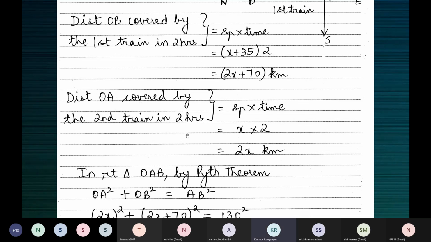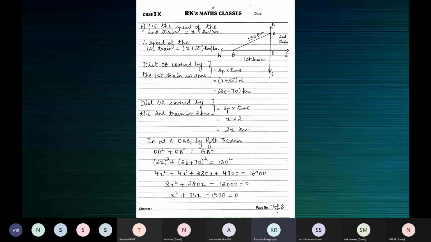Yeah, children. So you can see we found the distance OB and distance OA. And then we used Pythagoras theorem to construct the equation, solve the equation and find the value of x and hence the speeds of the two trains. Isn't it simple, children? Easy to understand or no? We'll do it again if you're finding it difficult.